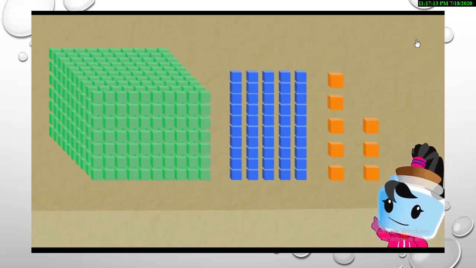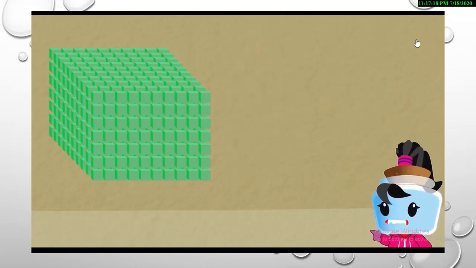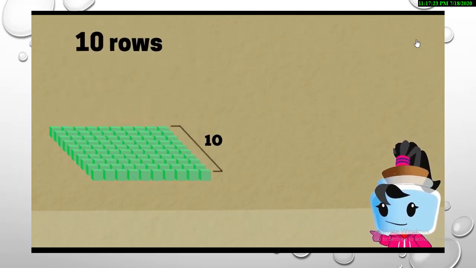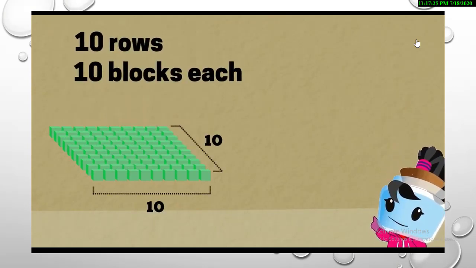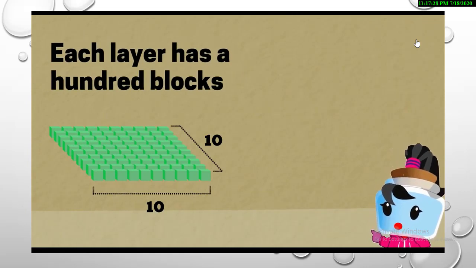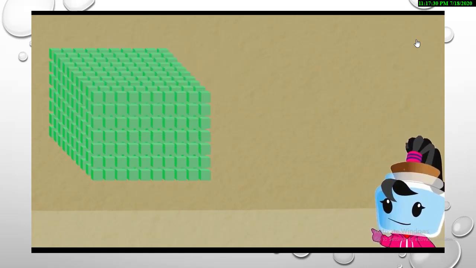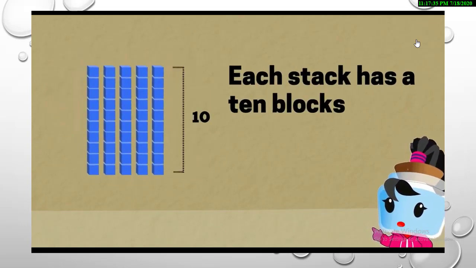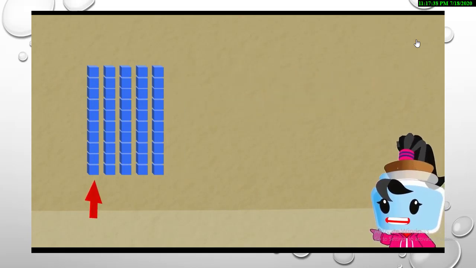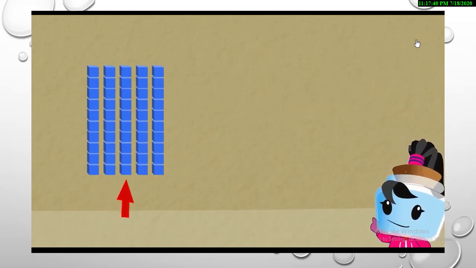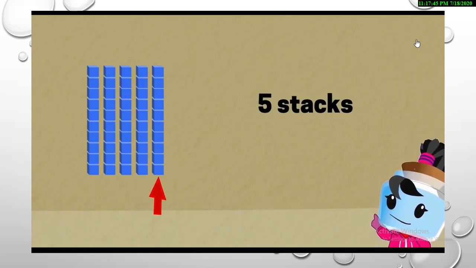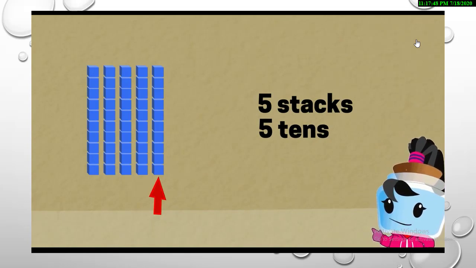Let's have a visual example by counting the blocks here. First, notice the layers of the blocks. Since each layer has 10 rows of 10 blocks, we can say that each layer has 100 blocks. Next, let's look at the stacks of 10 blocks each. There are 1, 2, 3, 4, 5 stacks. That means we have 5 tens.